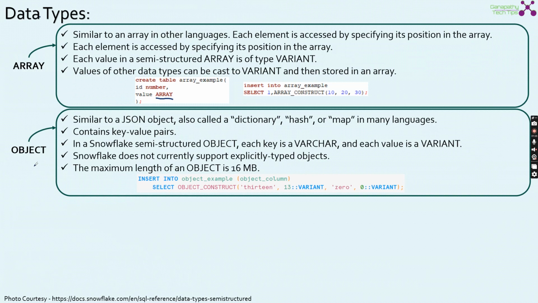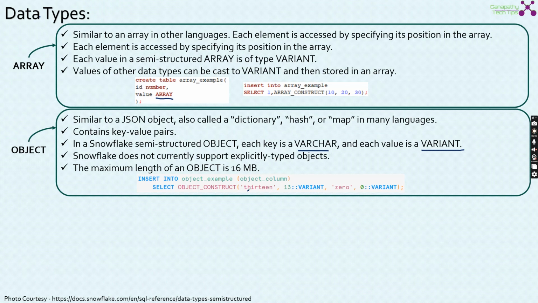Moving on to the second construct, which is the object data type, similar to the JSON object, which is called a dictionary or a hash or a map in many other languages. In the previous diagram we looked into that. If you want to store values within a dictionary, ideally key value pairs, then you need to utilize the object data type. It contains key value pairs. In a Snowflake semi-structured object, each key is a varchar and each value is a variant. As simple as it is. Snowflake does not currently support explicitly typed objects. The maximum length of an object is 16 MB.